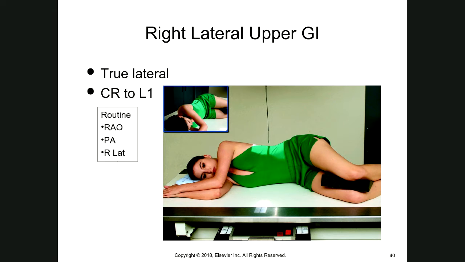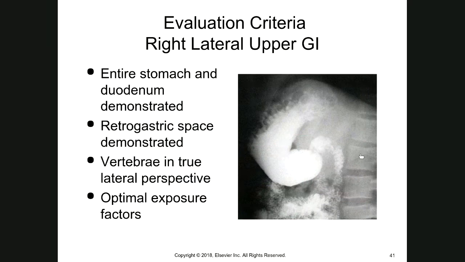The central ray on this is again to the level of L1, which is the lower border of the ribs and mid-coronal. I'm sorry, lower border of the ribs and then 1 to 1.5 inches anterior to mid-coronal, because the stomach's actually going to fall forward when it has barium in it.